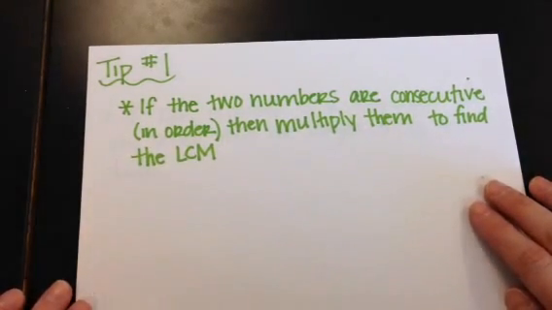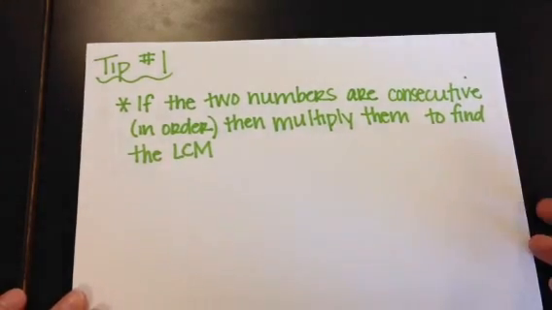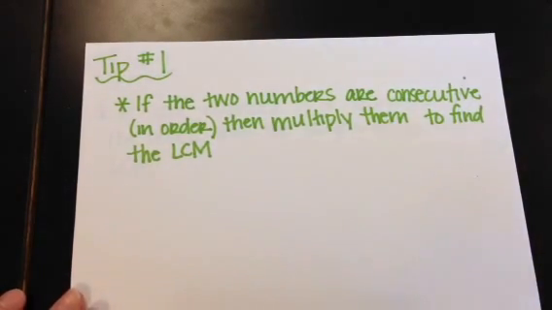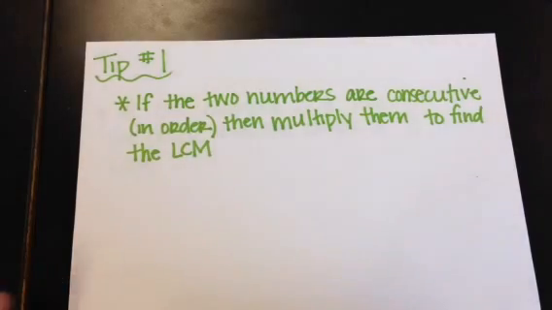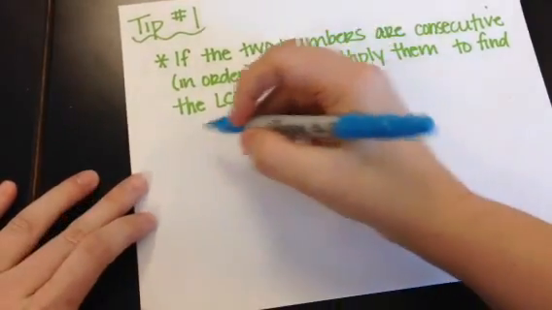So the word consecutive means when two numbers are in order. So 5 and 6 are consecutive. 7 and 8 are consecutive. If when counting we would say one number right after the other, they are considered consecutive numbers. So let's look at some consecutive numbers.